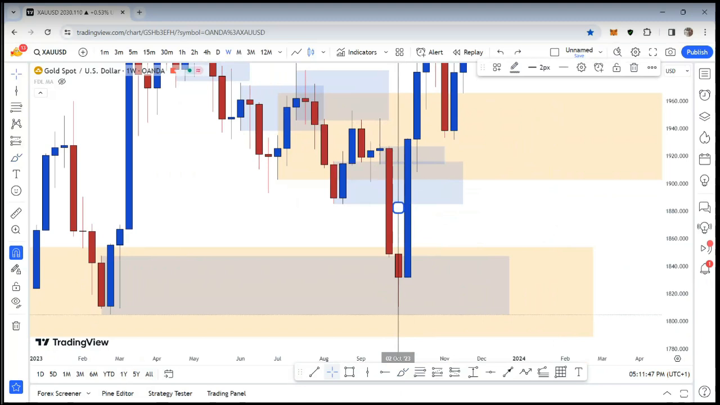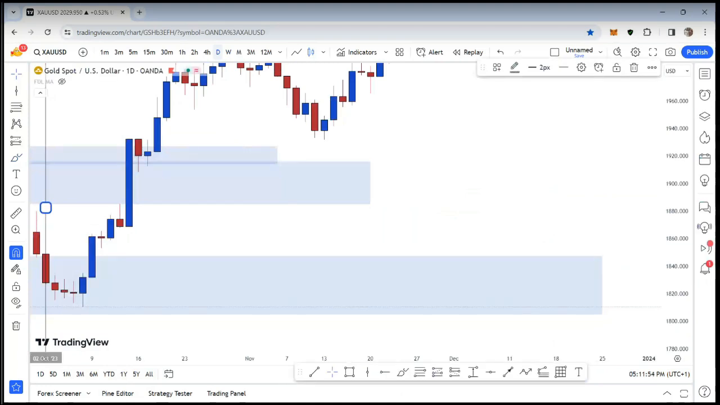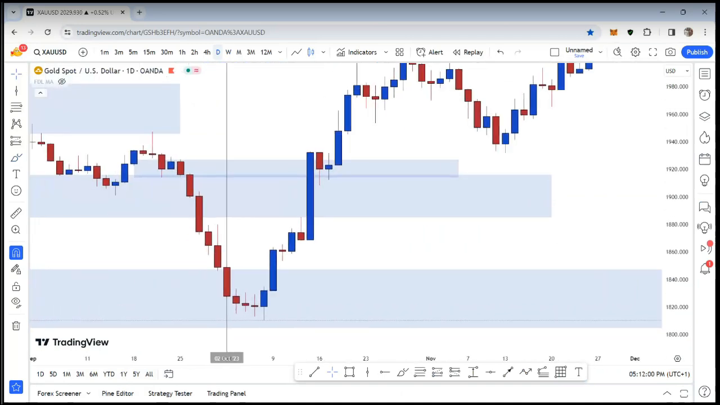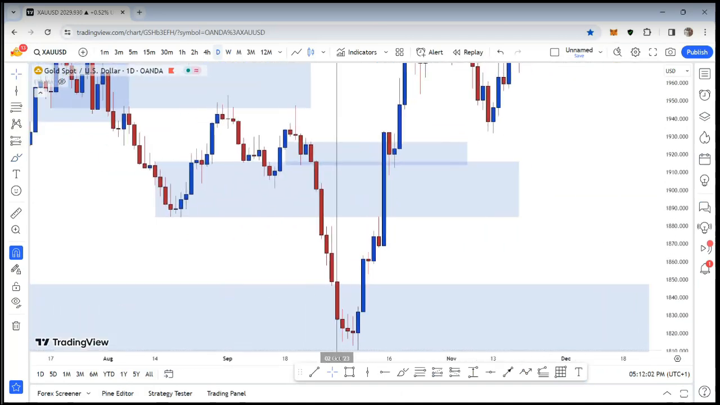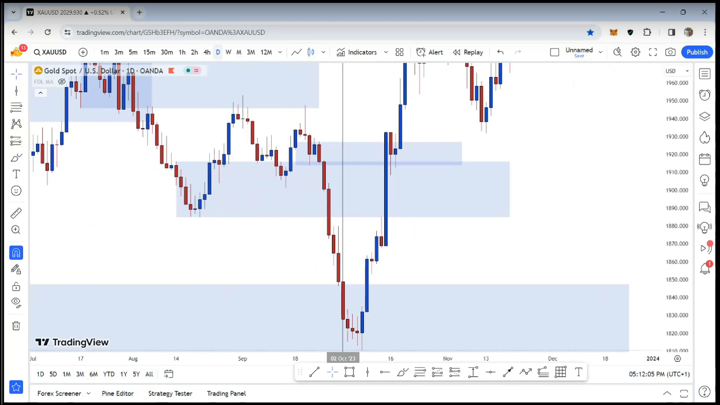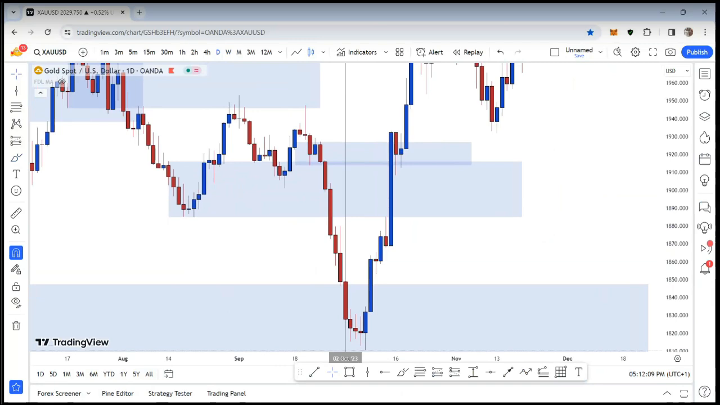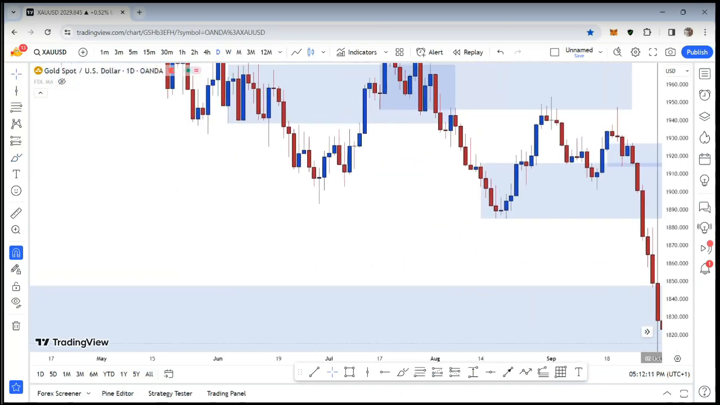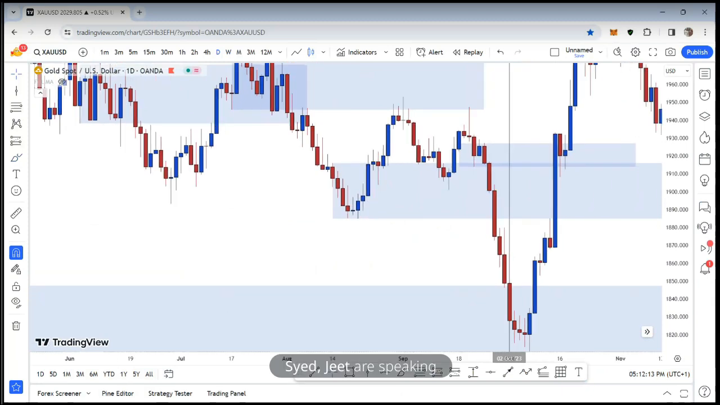So, basically, if we put a line on the first closure of price when price tapped that zone, and we are going back to the daily. Now, according to the law of structures, what structure can you see on the daily time frame? Is it a bullish structure or a bearish structure? Bearish. Bearish, right? Yes.